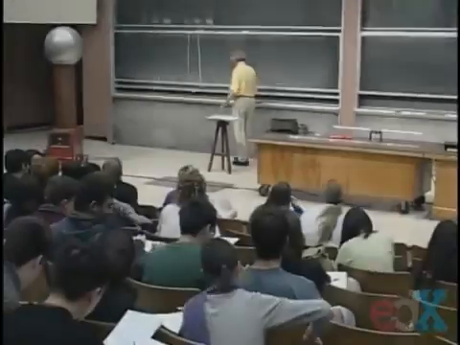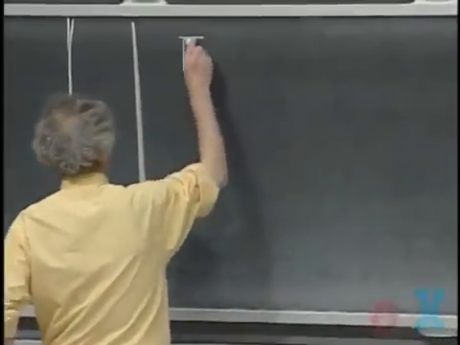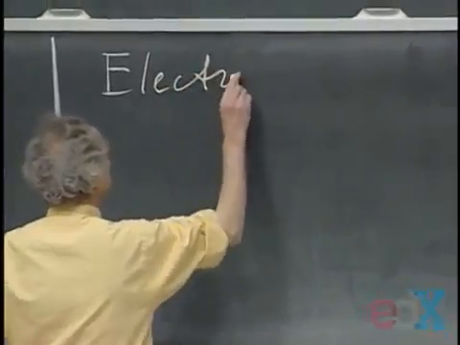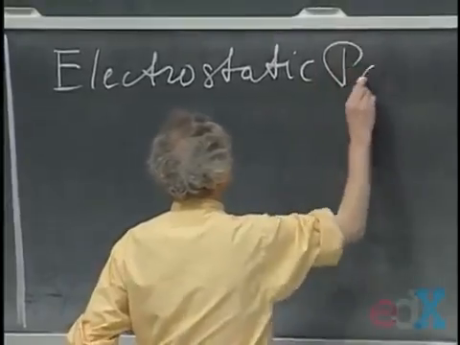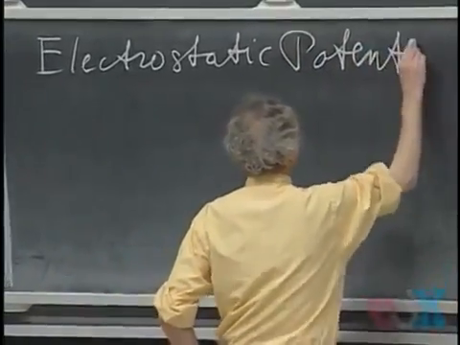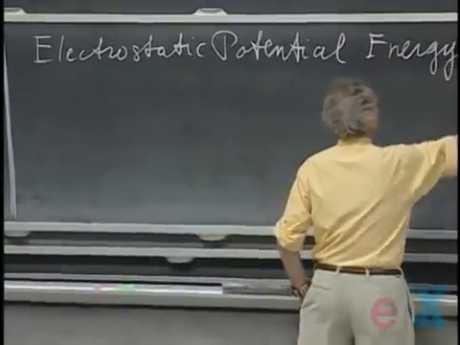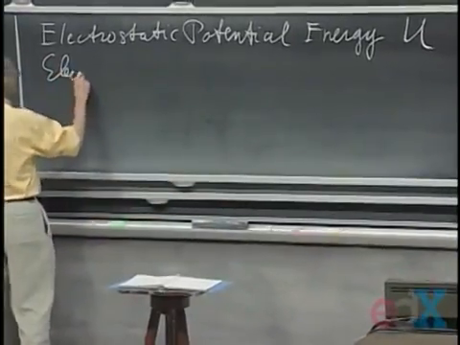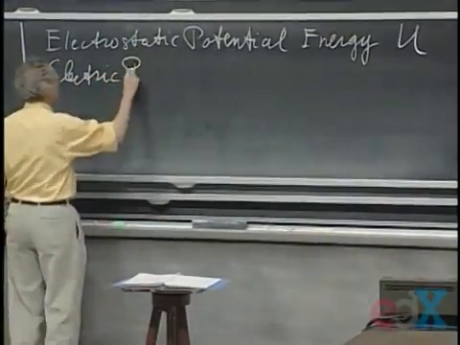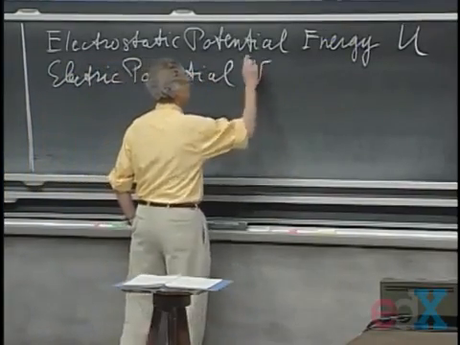We're going to talk about, again, some new concepts. And that's the concept of electrostatic potential, electrostatic potential energy, for which we will use the symbol U, and independently electric potential, which is very different, for which we will use the symbol V.